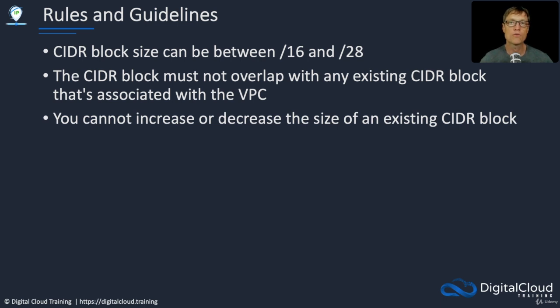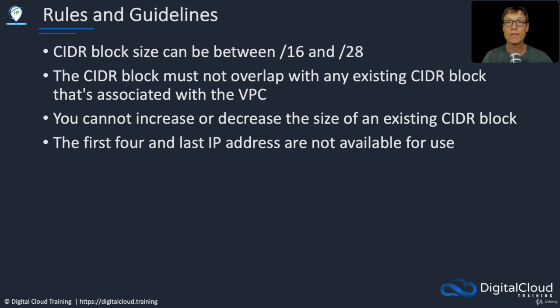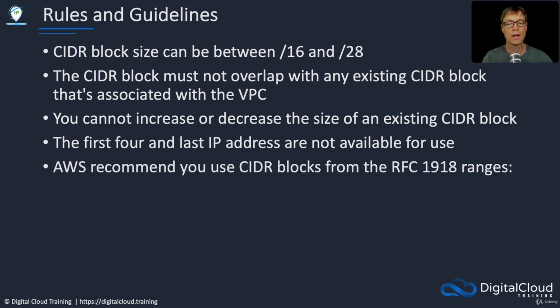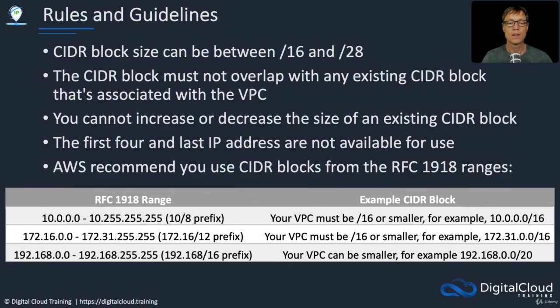That's why we've got to get this right at the outset, because once you've launched a bunch of resources into your VPC, if you then realize that you want to change the CIDR block because you've reached some kind of limitation, it's going to be a real problem to do that. You can't do it natively. You'd have to migrate to another VPC. Now, the first 4 and last IP address are not available for use. They're reserved. And AWS recommend that you use CIDR blocks from those private IP ranges that we talked about earlier in the course. Those are the RFC 1918 ranges. So that's the theory and the guidelines.